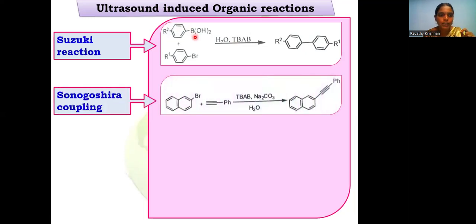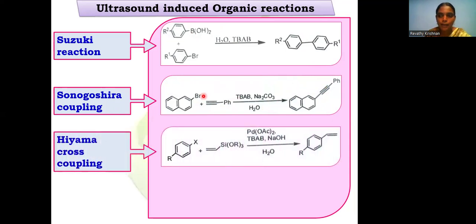And the next example is Sonogashira coupling. This is a reaction of naphthyl bromide with phenylacetylene in presence of TBAB and a mild base in presence of water. It gives a coupled product between these two reactants. The next one is Hiyama cross coupling. It is an alkene generation reaction. Allyl silyl ethers with aryl halide in presence of palladium acetate give an alkene product.